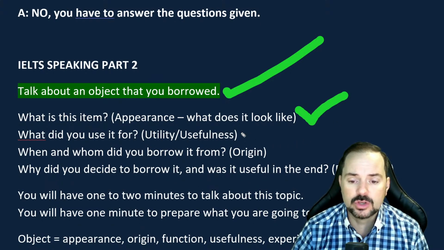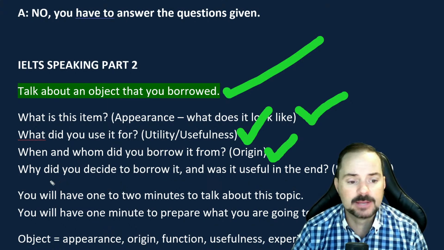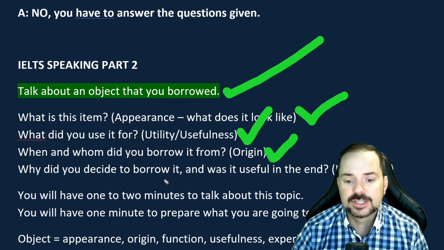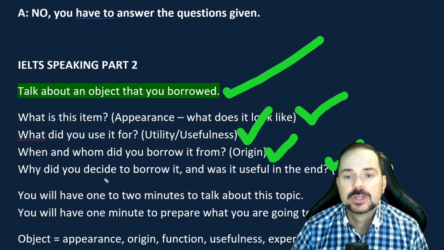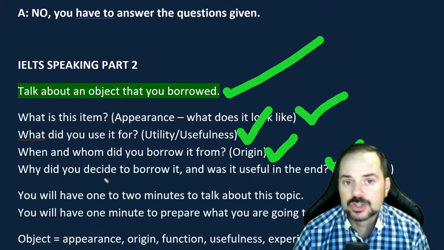Check. What did you use it for? To get home in the rain. Check. When and whom did you borrow it from? My classmate, my friend Tim. April, 9 p.m. Check. Why did you decide to borrow it and was it useful in the end? Check. So it looks like I've answered all of the questions on the card.